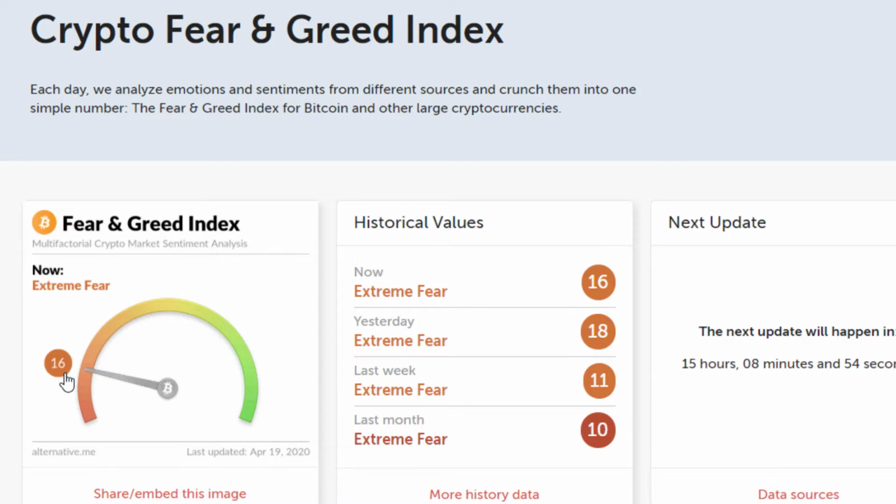So the way it reads is, 0 is extremely fearful, 16 is extreme fear, and the green, if you're at 100, that will be extreme greed. So the historical values are put down here, so you can see now it's at 16, yesterday was at 18, last week was at 11, last month it was at 10. So generally the sentiment in the crypto asset market is of extreme fear, and this no doubt relates to the recent events that have taken place with the pandemic, which has seen prices of all assets take a massive nosedive.